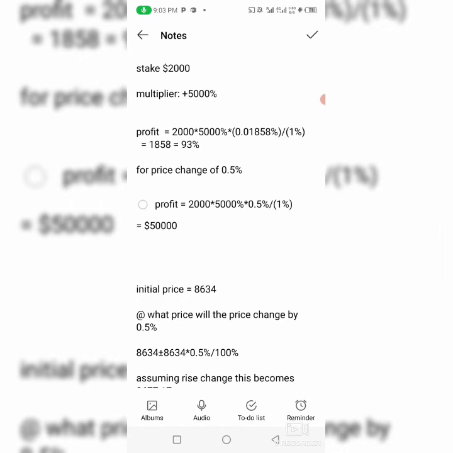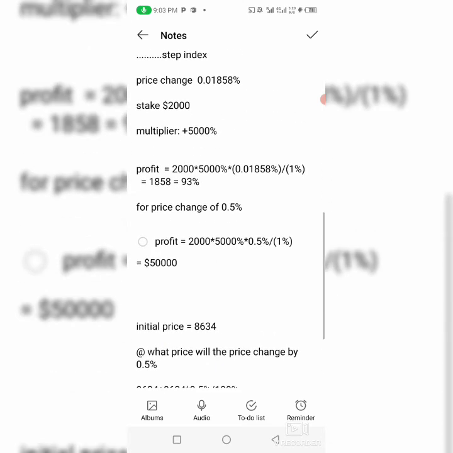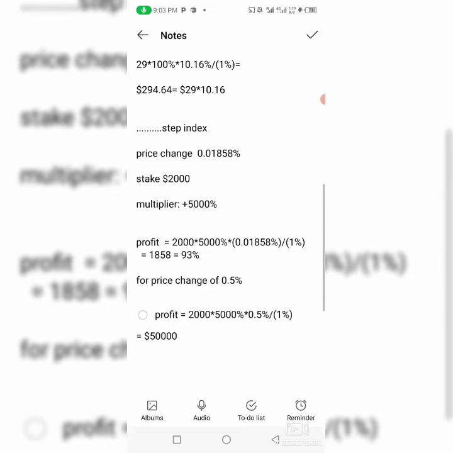So you see, this is a step index. If we have 0.01858% on a stake of $2,000 with a multiplier of 5,000%, the profit target will be $1,858, which is 93% return on investment.